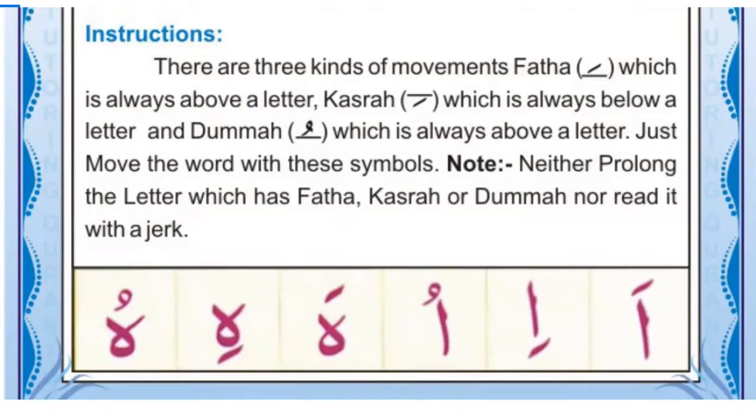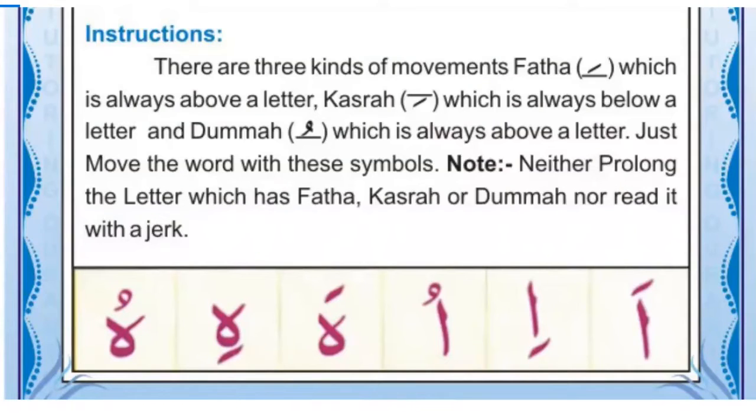First one is fatha, which is always above a letter. This will be a slash or a dash, which will be always above every letter. That we will call fatha. The second one is kasra, and kasra is always a dash below a letter. It is the same dash and the same slash as fatha, but the position of fatha is above the letters and the position of kasra is beneath the letters.